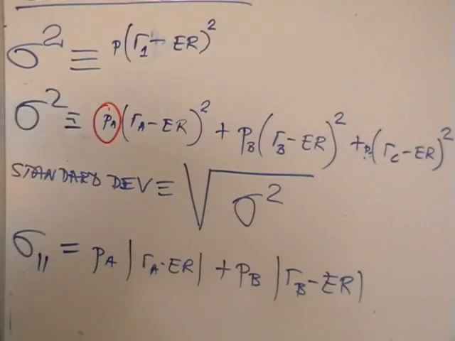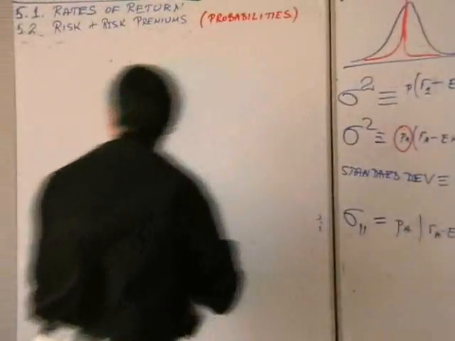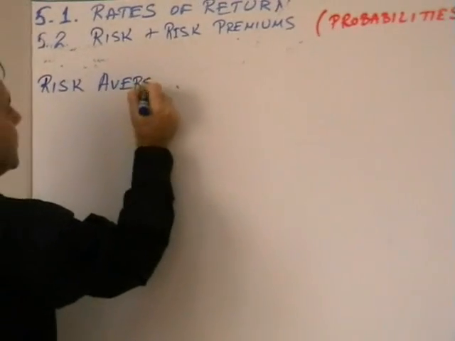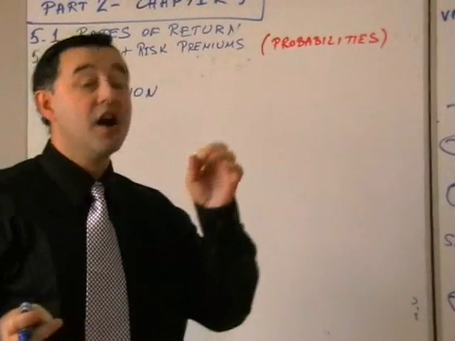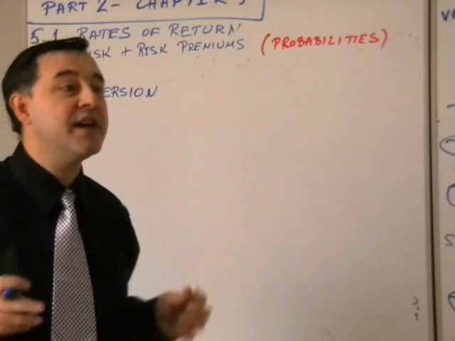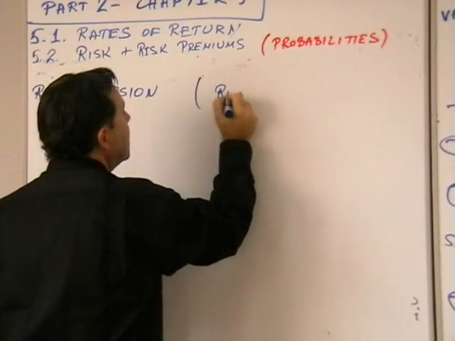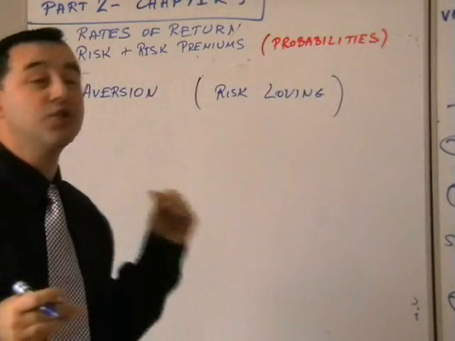Well, the next concept to consider is risk aversion. Risk aversion simply means the reluctance of investors to accept risk. It's simple as that. The opposite, sometimes they call it risk loving. This is the willingness and desire to take risk.